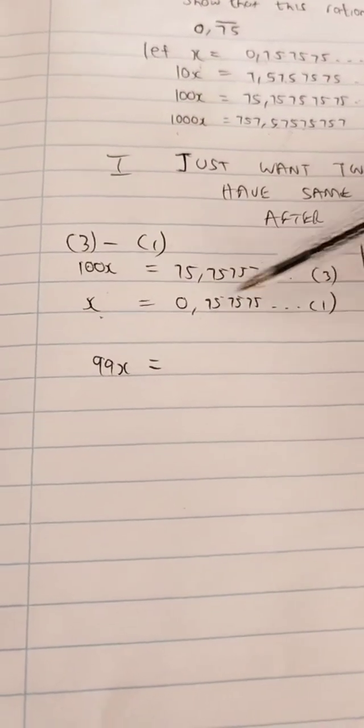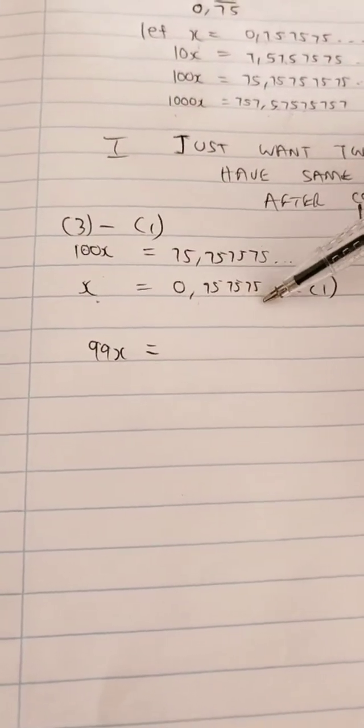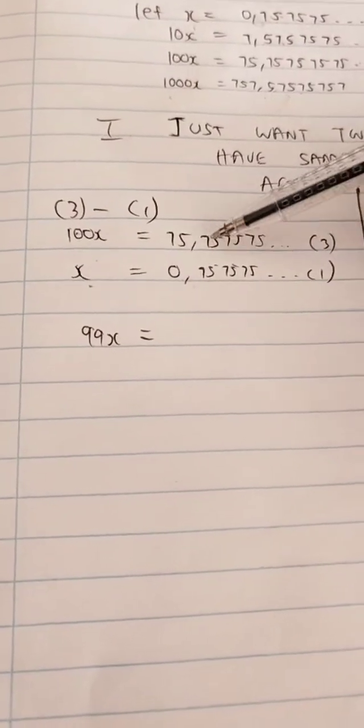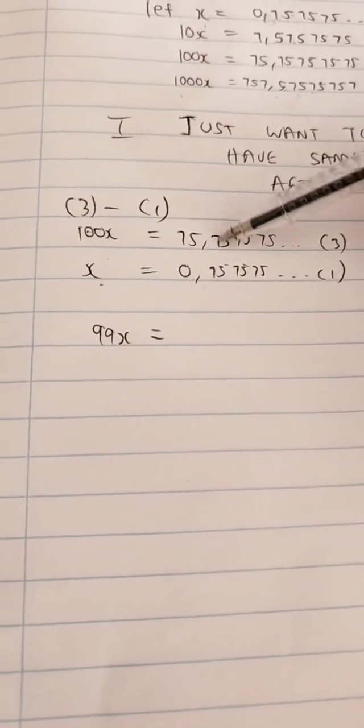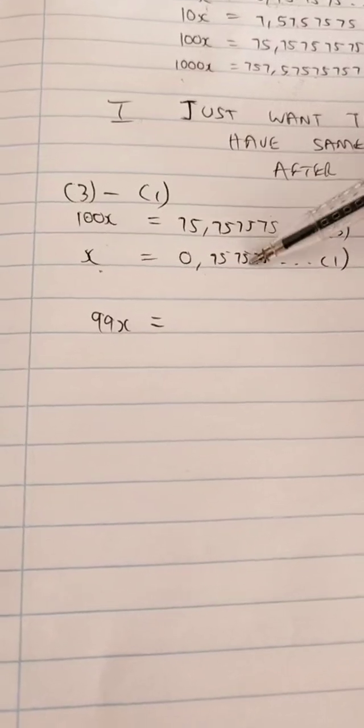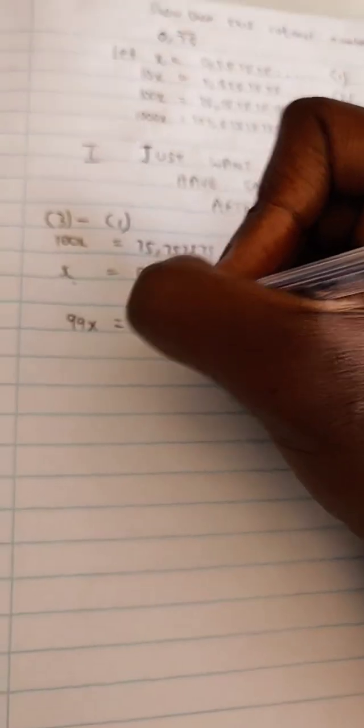0.7575 minus 0.7575. Remember, you see why I say as long as the numbers after the comma are the same, because 7 minus 7 is 0, 5 minus 5 is 0, 7 minus 7 is 0, 75. So all these cancel each other out, and what I'm left with is a 75, which is what I want.